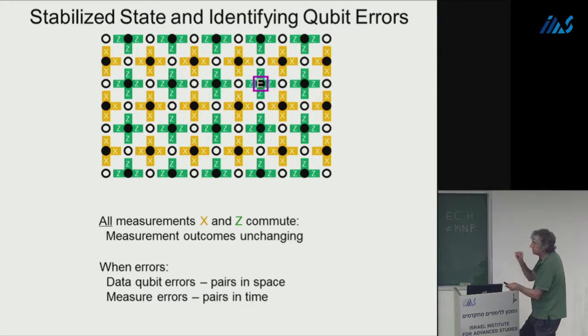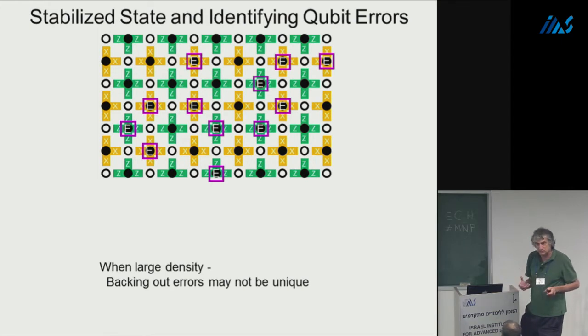So you'll get plus, plus, plus, plus, plus, minus, plus. These are pairs of error in time. And what that says is that you actually had an error in the measurement qubit, not in any of the data qubits. So it turns out that with these pairs in space and time, you can figure out what all your errors are.